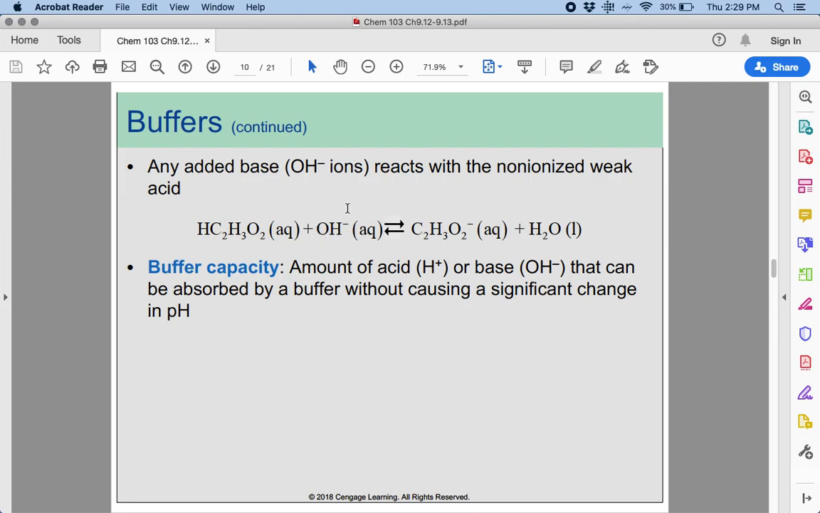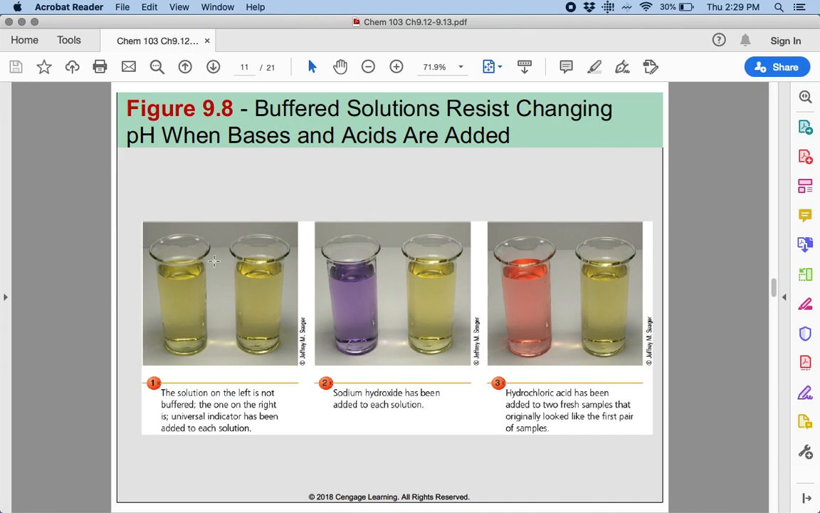So if we added more base to the solution, what would happen? Buffer capacity is a concept that these buffers aren't infinite. They won't work forever. You could eventually add too much hydrogen plus or too much OH minus, where eventually you've overwhelmed the system and it can no longer buffer. It can no longer hold the capacity, and you will have a sharp increase in your pH or decrease in your pH.